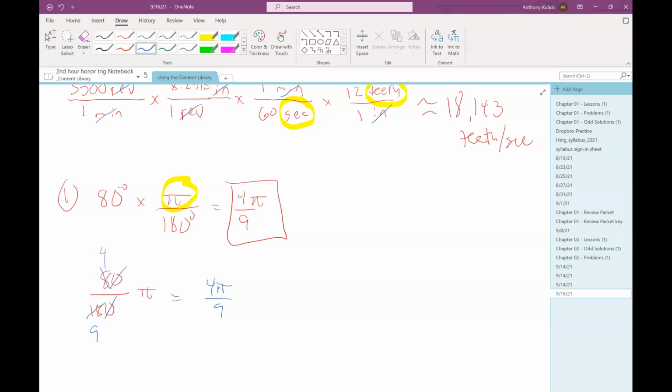Marks, how do you know to put the pi next to the 4 and not the 9? Because if you look at the multiplication that's going on here, where's the pi? Oh, in the numerator. Got it. So it should go in the numerator.